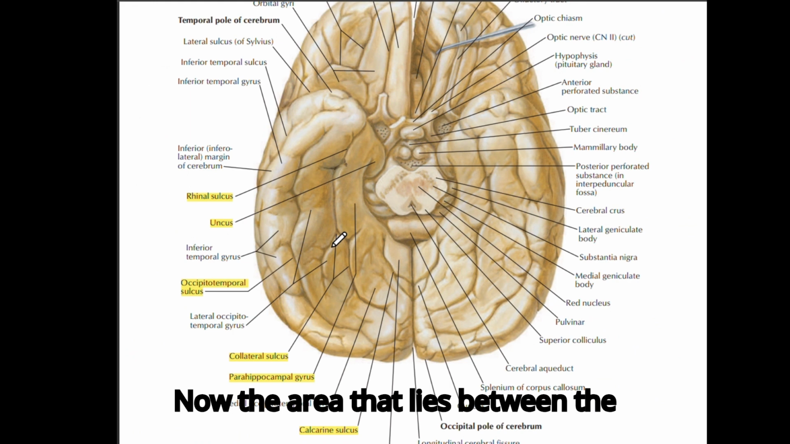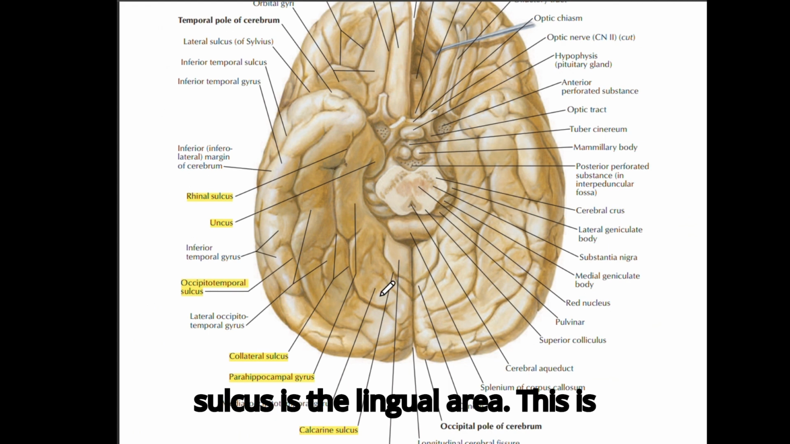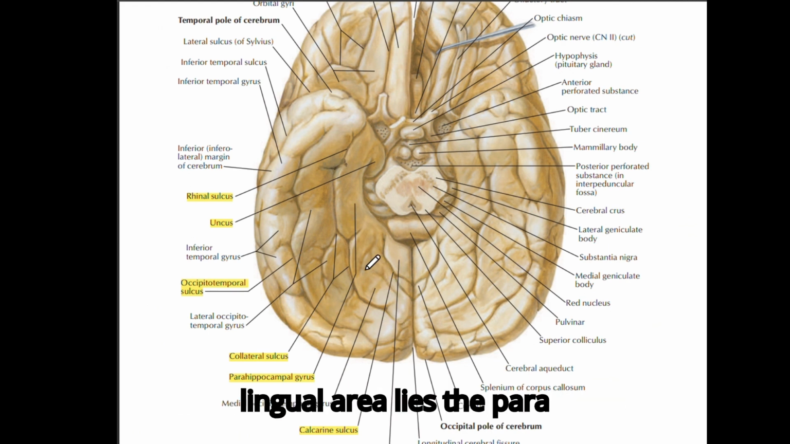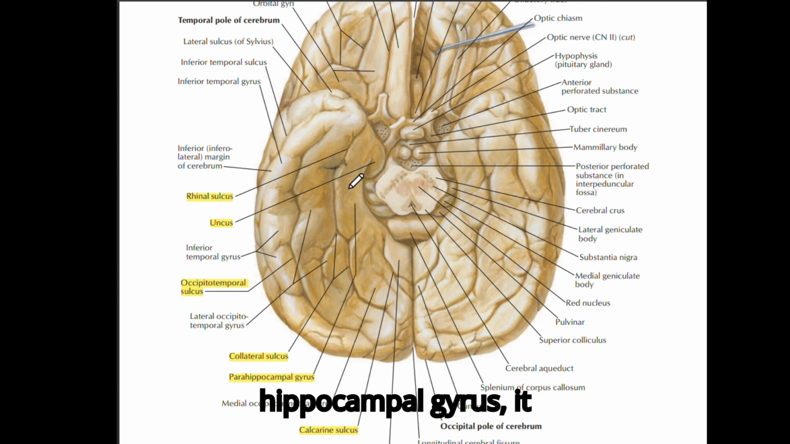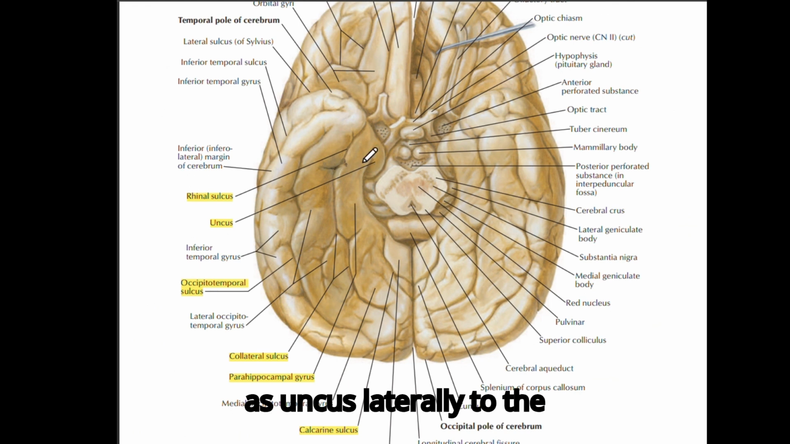Now, the area that lies between the calcarine sulcus and the collateral sulcus is the lingual area. This is the lingual area. Anterior to the lingual area lies the parahippocampal gyrus. This parahippocampal gyrus forms a hook anteriorly, which is known as the uncus. Now, lateral to the parahippocampal gyrus lies the rhinal sulcus.